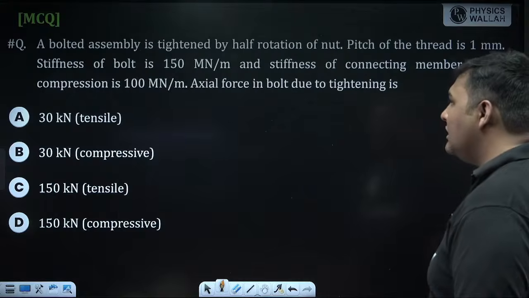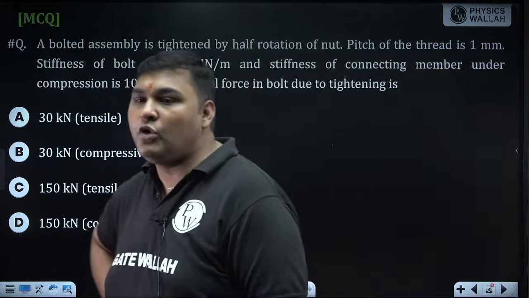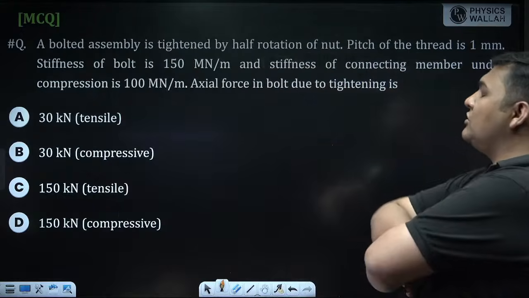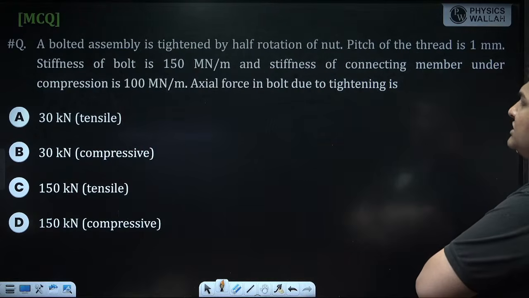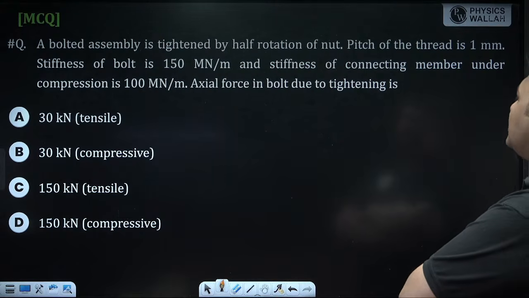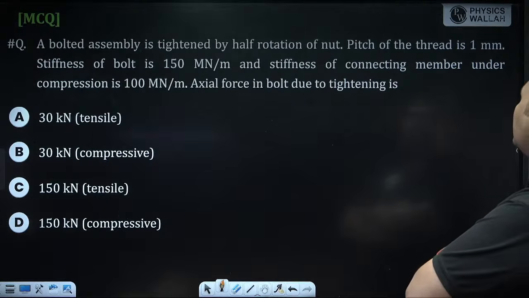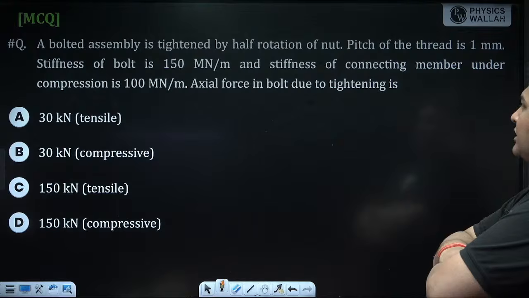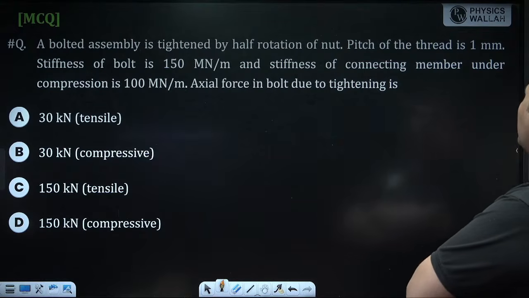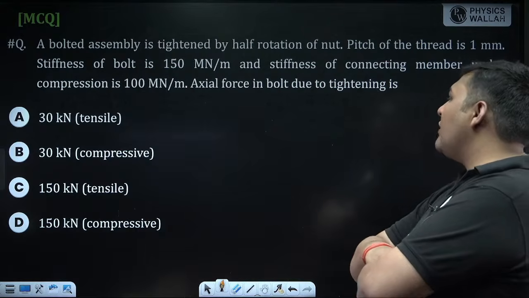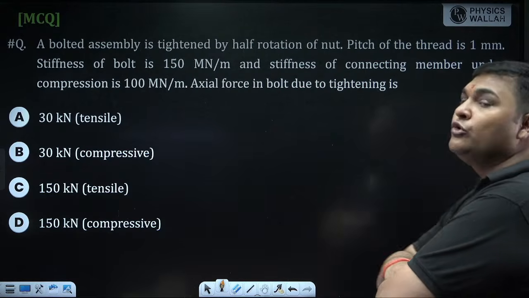Now next, I am discussing some questions related to bolted joints. Solve this question. This is a multiple choice question. What this question is saying: a bolted assembly is tightened by half rotation of the nut, the pitch of the thread is 1 mm, stiffness of the bolt is 150 meganewton per meter, and stiffness of the connecting member under compression is 100 meganewton per meter. Then what is the axial force in the bolt due to tightening?